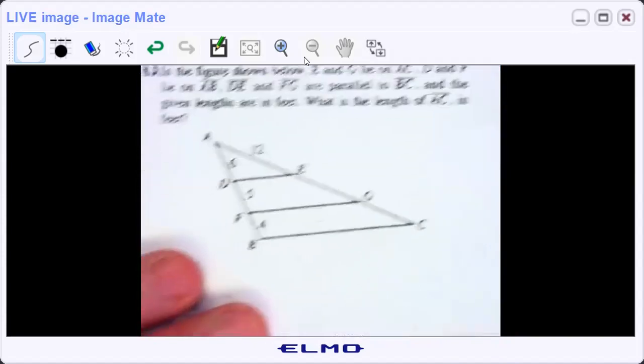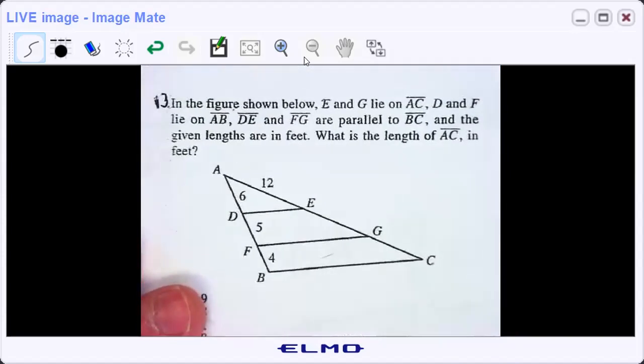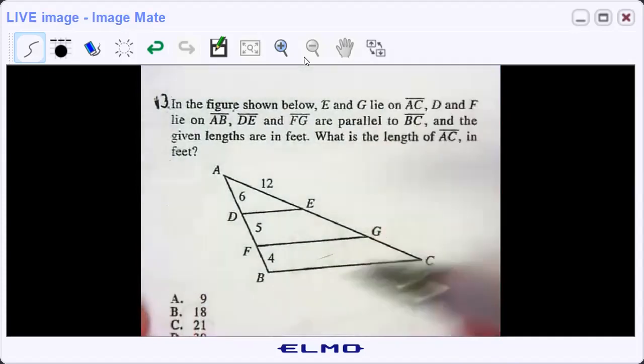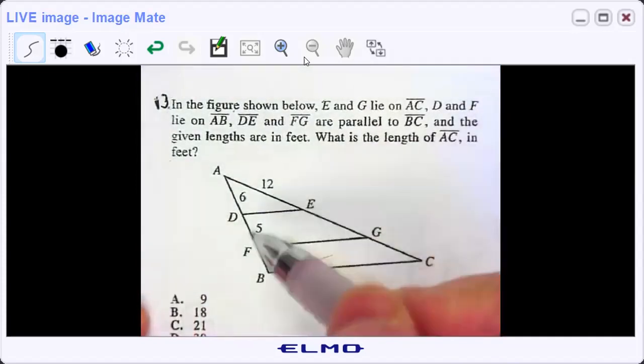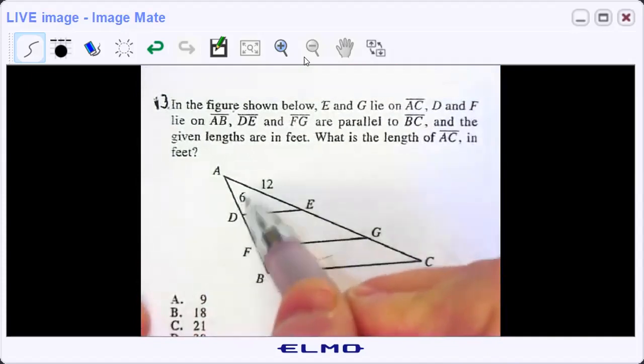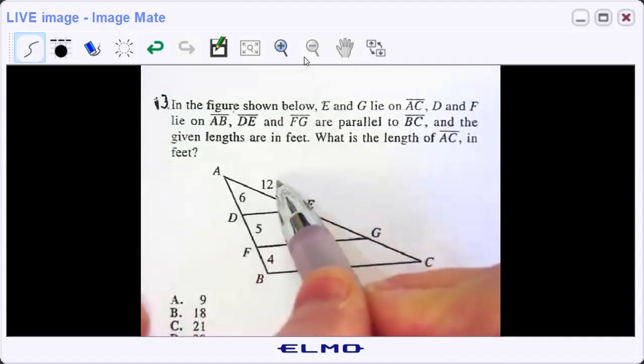Okay, let's scoot up to problem number 2. Really super similar to problem number 7. But now here's the only issue with this one. If you notice, it is another multiplier, even a whole number multiplier. 6 times 2 is 12.